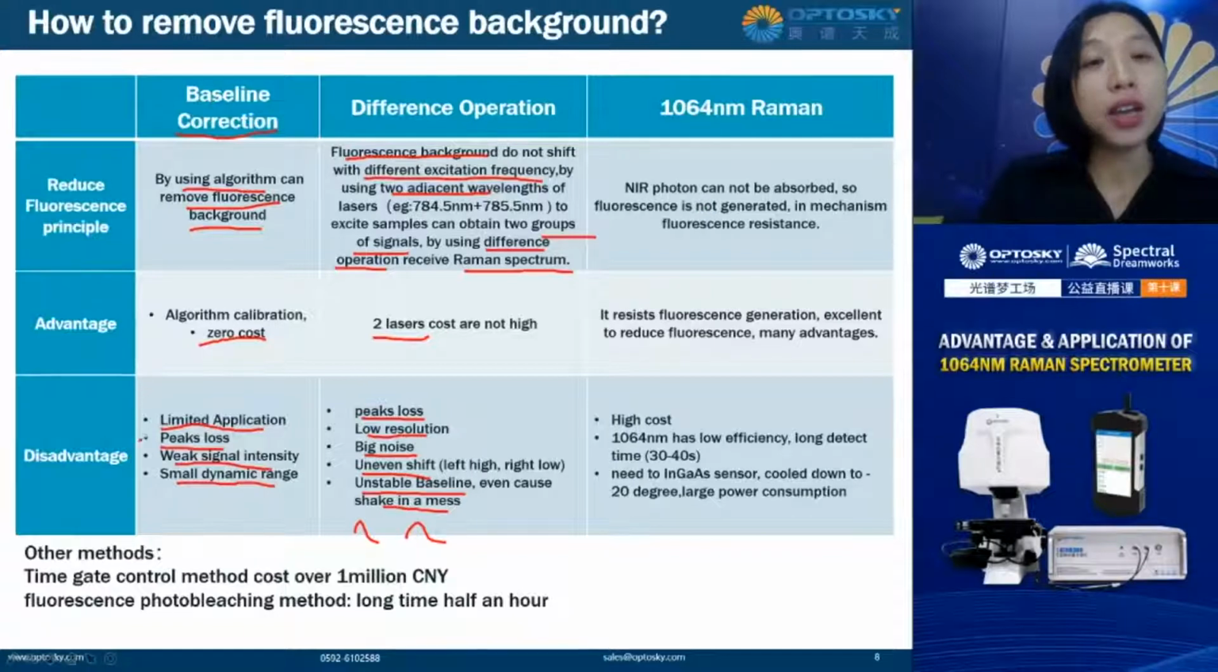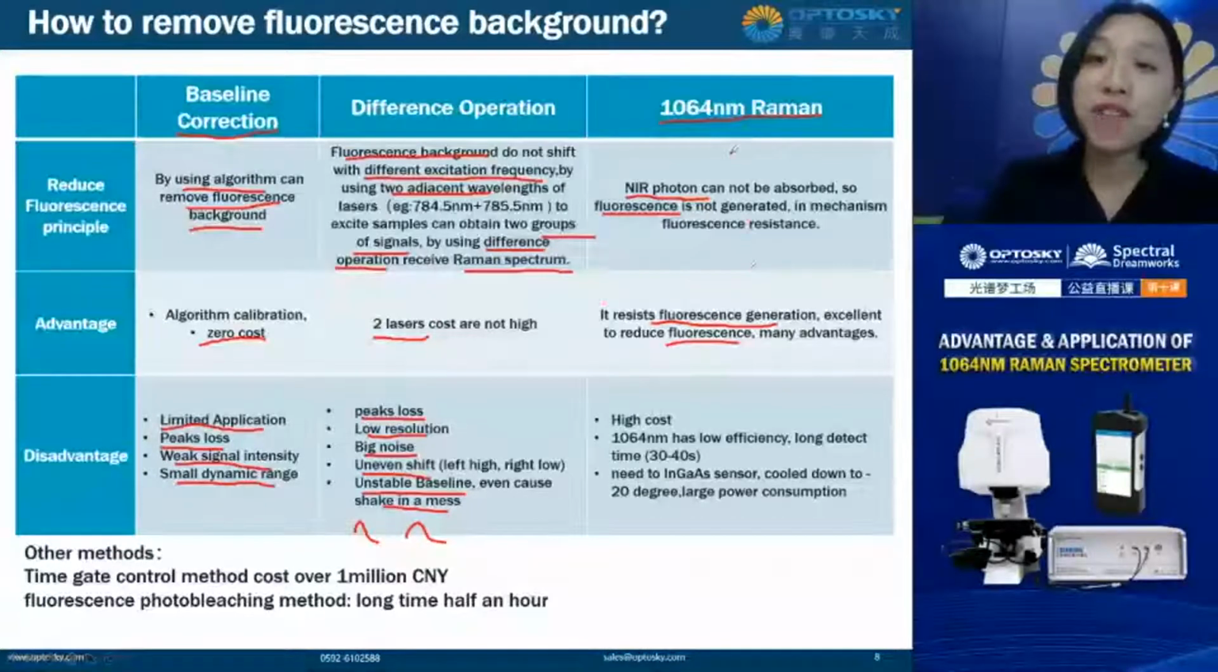Due to the disadvantages of baseline correction and the difference operation, we have to introduce 1064 nanometers Raman spectrometers. In principle, it uses near-infrared photons that cannot be absorbed, so the samples will not generate fluorescence. So it resists fluorescence generation. It is an excellent method to reduce fluorescence. There are so many advantages of 1064 nanometers Raman spectrometers.